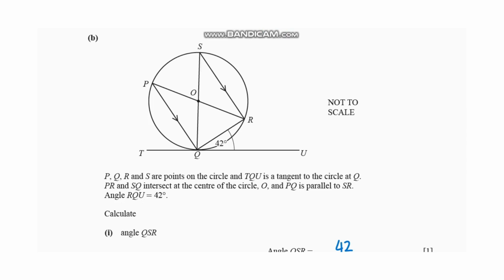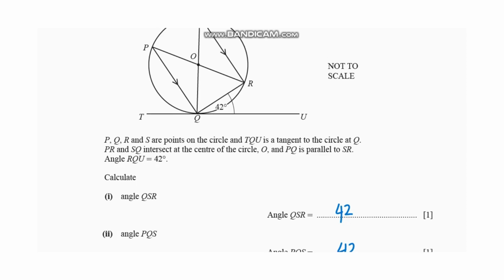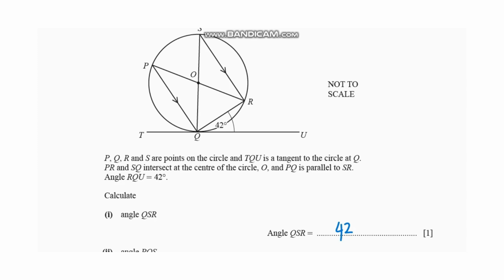Now one main thing is any angle that is made at the tangent with a circle will be the same as the angle in the interior triangle. So over here if it is 42, so will the angle QSR also be 42 degrees. Then part 2 states angle PQS. Over here also this angle will be the same as this angle. So this will be 42 degrees.